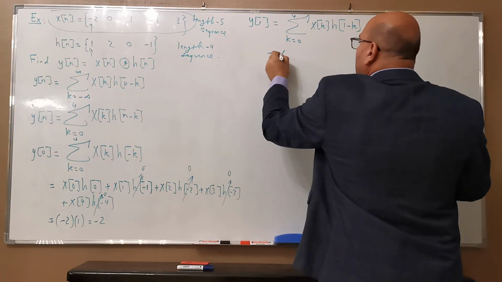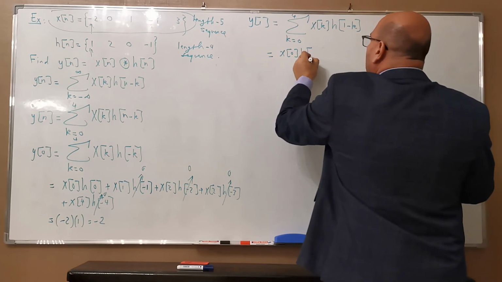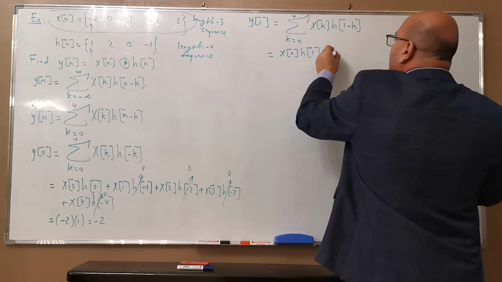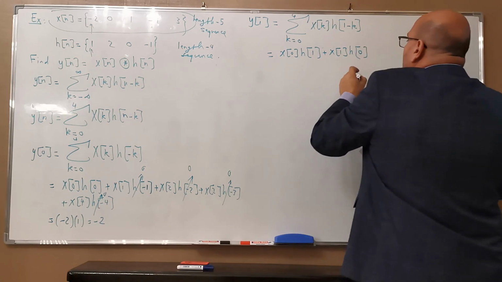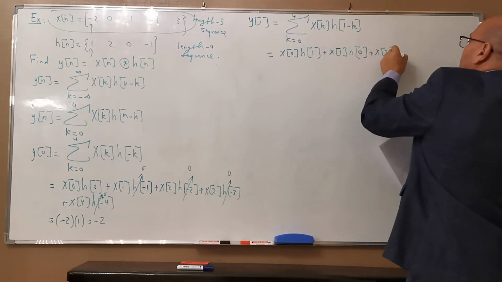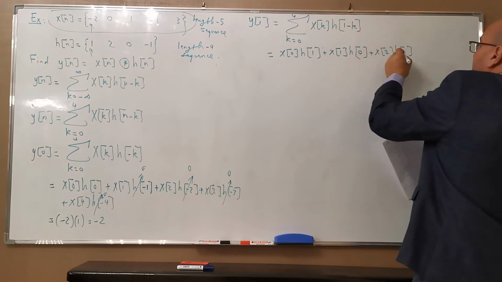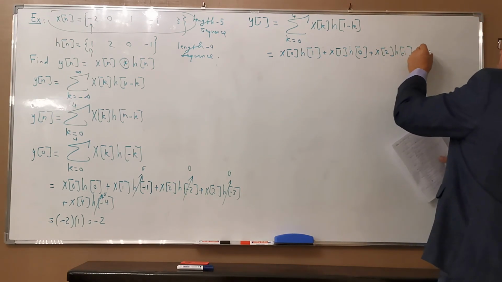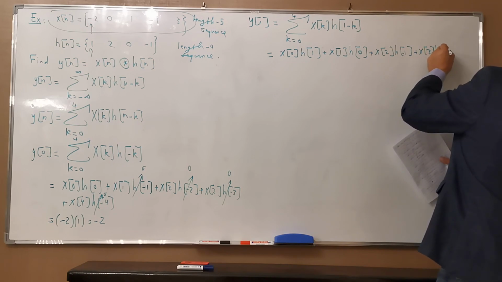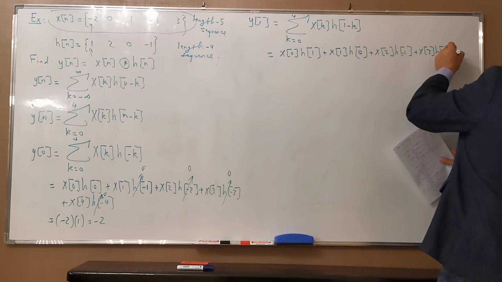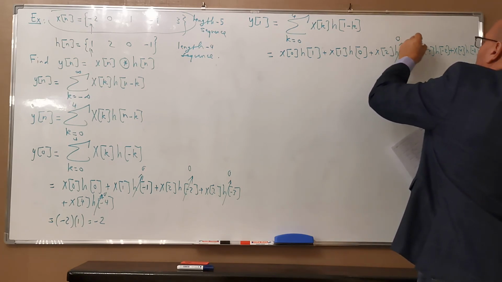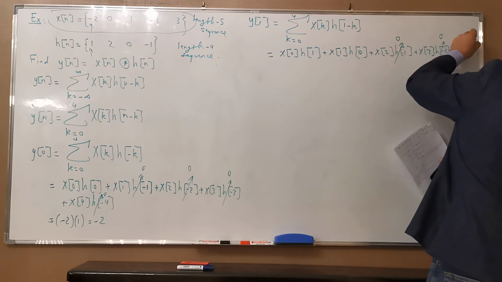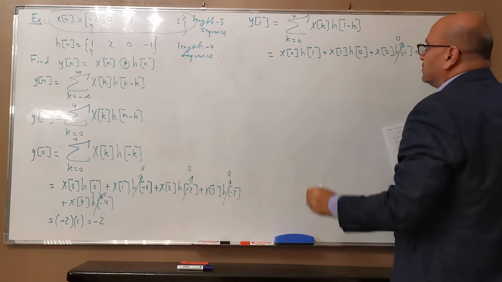So this is equal to x of 0, h of 1 plus x of 1, h of 1 minus 1 is 0, plus x of 2, h of 1 minus 1, plus x of 3, h of minus 2, plus x of 4, h of minus 3. Negatives are all zeros. All h's are positive indices.